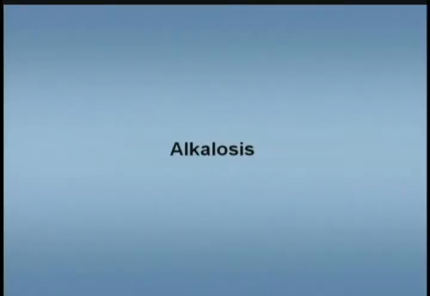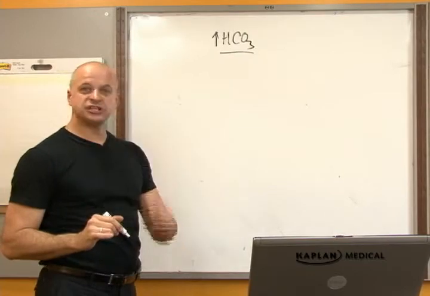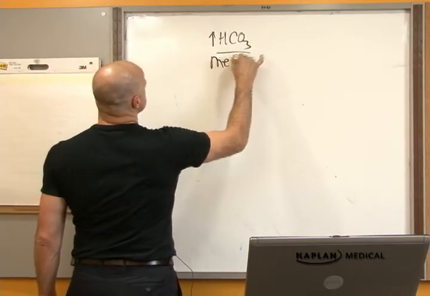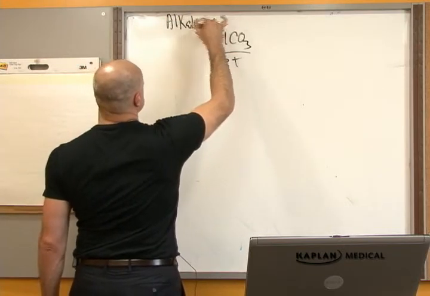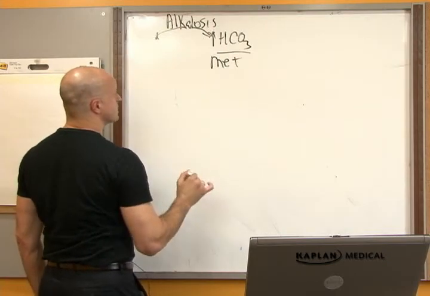Our next section is acid-base disturbances, alkalosis. Now remember, metabolic alkalosis. Anytime you have a serum bicarbonate that's increased, there is a metabolic alkalosis. Every time you have a bicarb increased, it's metabolic.